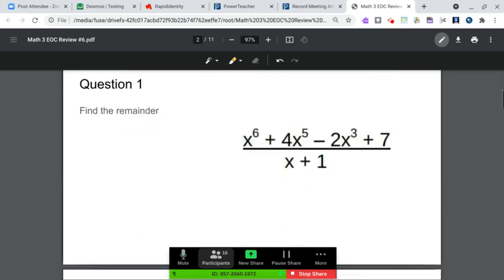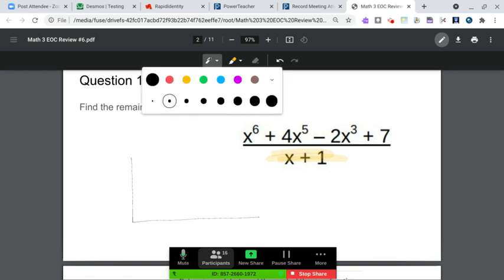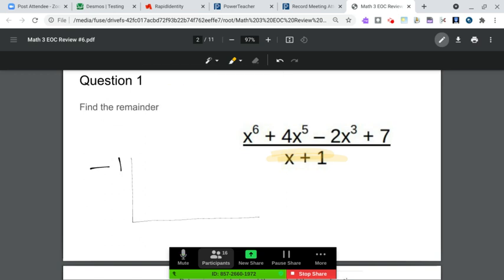All right, question 1. Find the remainder when the polynomial x to the 6th plus 4x to the 5th minus 2x cubed plus 7 is divided by x plus 1. Probably the easiest method here would be to use synthetic division. Because our divisor is x plus 1, we're going to set up synthetic division with -1 on the outside.